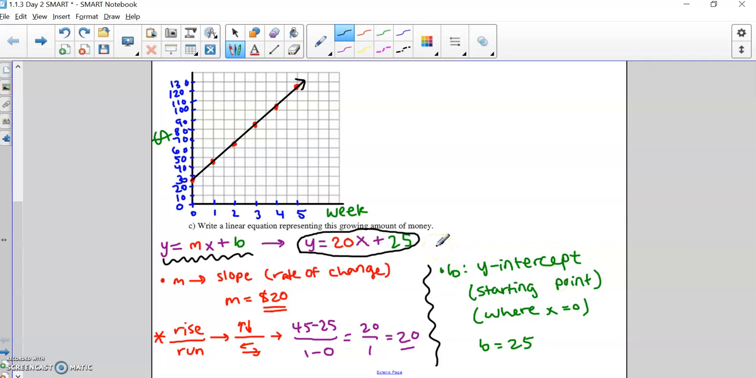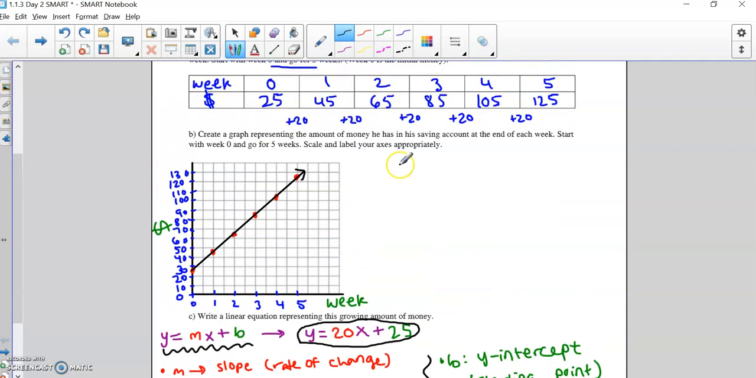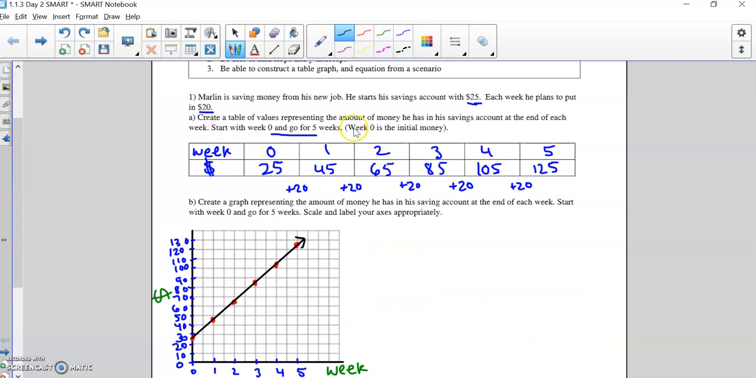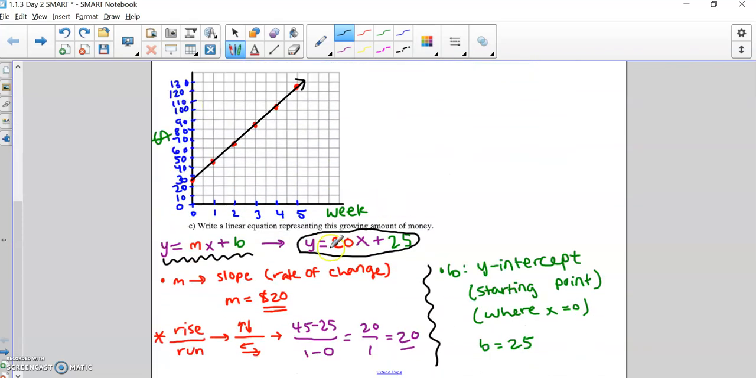Now, once you get really used to this, you can easily look at the problem and be like, okay, well, he started at $25, he changed by 20, boom, 20x plus 25. You guys will probably get really used to it and be able to do that, but in case you were a little rusty on slope-intercept, I really wanted to talk about it so that you guys can remember in that situation.